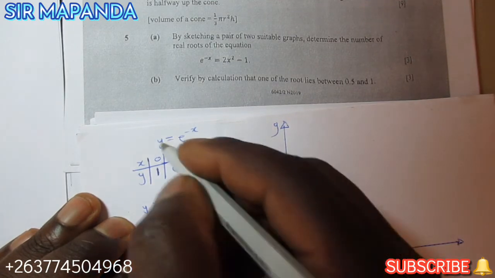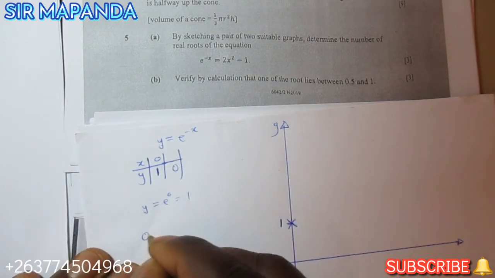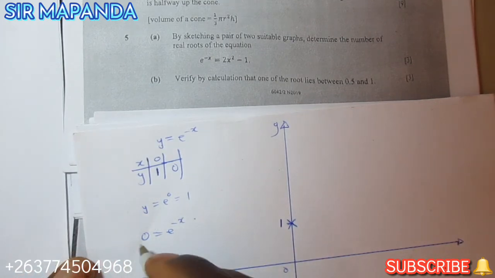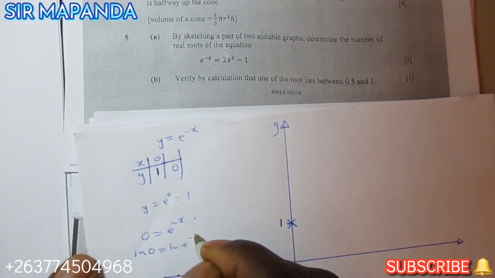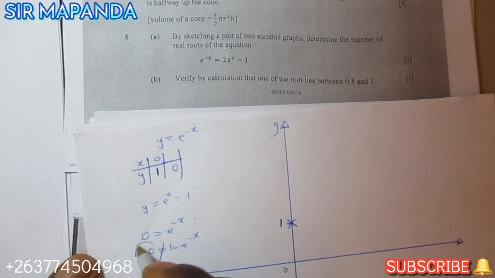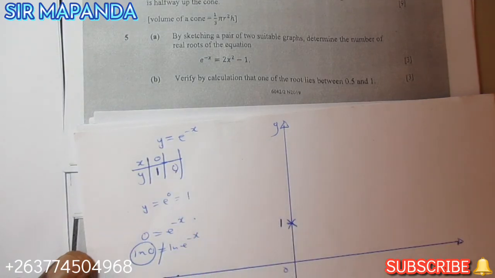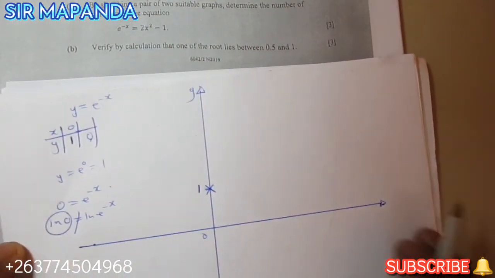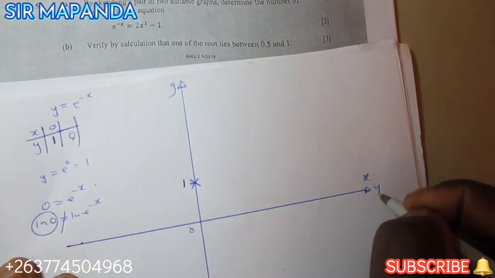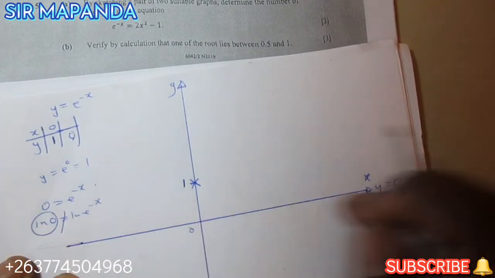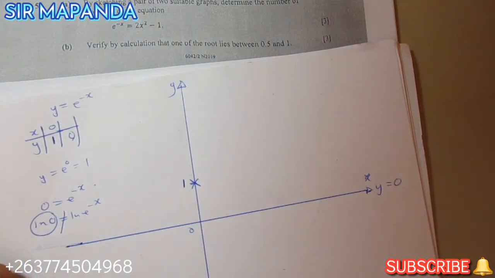Then, if we put 0 on y, you get 0 is equal to e to the power of minus x. But remember, to solve this, you try to put ln on both sides. But I want you to understand something. There is no ln of 0. It means y is equal to 0 is an asymptote line. So what is y is equal to 0? y is equal to 0 is the same as the x-axis itself. So our curve is not allowed to touch this y is equal to 0. I hope you are following, class.